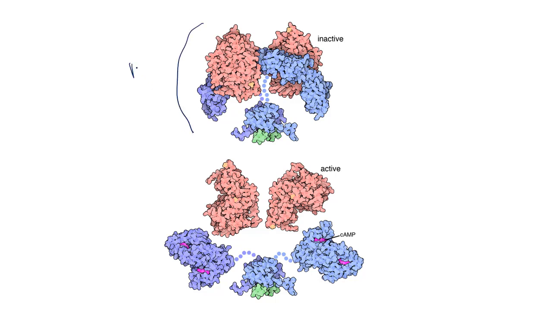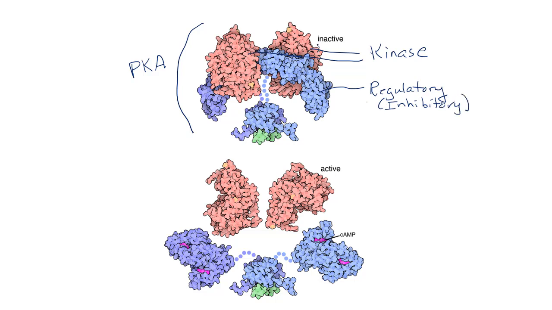Here's the structure of PKA. It has 4 subunits, 2 of which, indicated in red here, are the enzyme domains, actually the kinase domains of the protein. And then down here in blue are the regulatory domains. More specifically, these are inhibitory. So when the inhibitory domains are bound to the kinase domain, this is an inactive enzyme. It has no kinase activity.